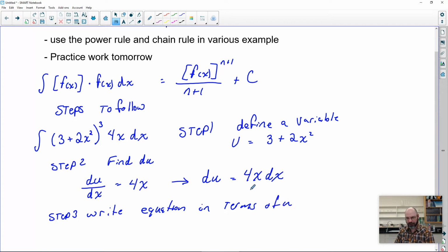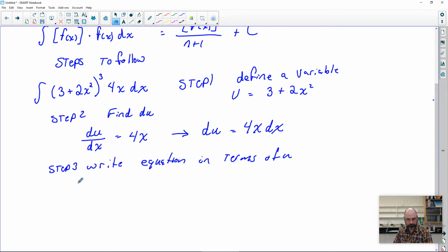Okay, so if I were to do that, we notice that this whole thing is du here, and this is u. So it'd be u to the third du, because 4x dx is 1 du, according to this substitution derivative that we did. So let's rewrite the equation: u cubed du. Now we can integrate.